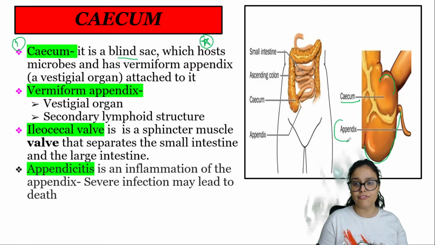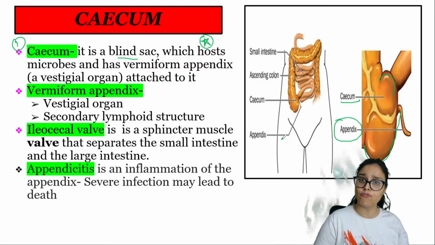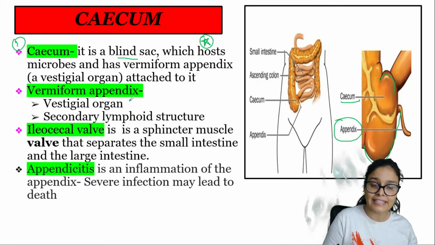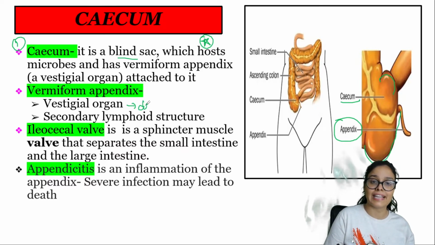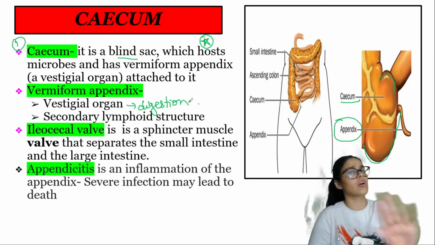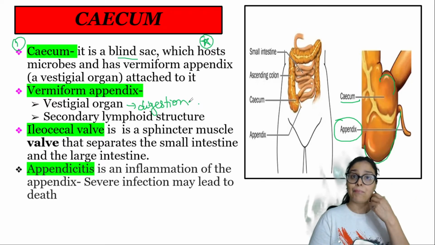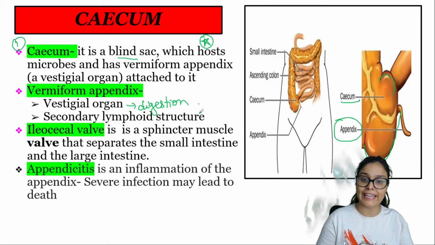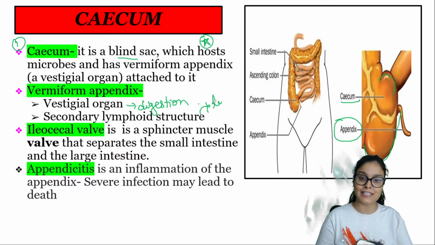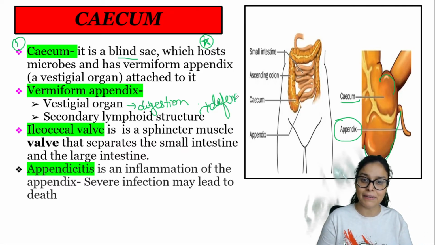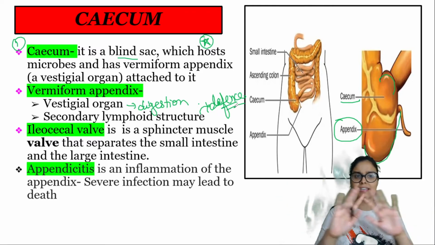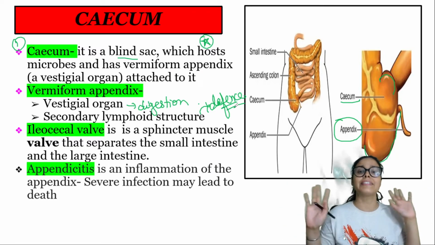This is the vermiform appendix, a worm-like structure, and it is a vestigial organ in digestion. So it has no role in our digestion. It is a vestigial organ in the digestive system. But it has lymphoid tissue. It acts as a secondary lymphoid structure. That means it helps in immunity and in defense. So it helps in defense, but in digestion it doesn't have any role. Useless in digestion, right?